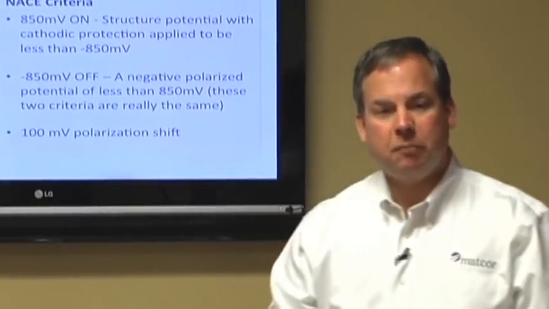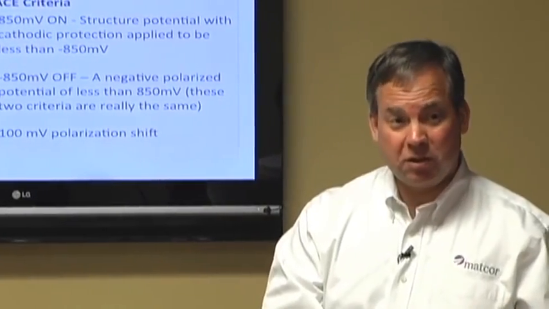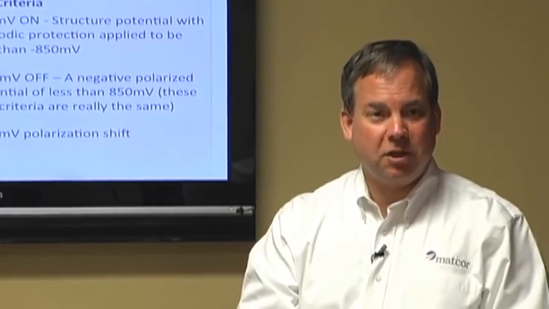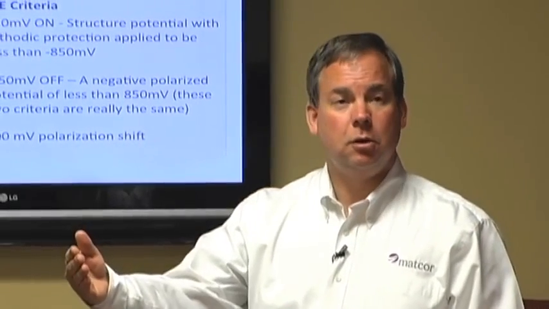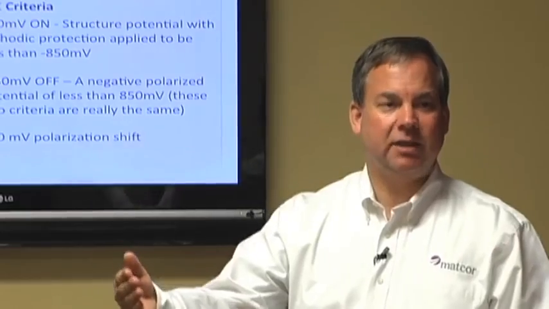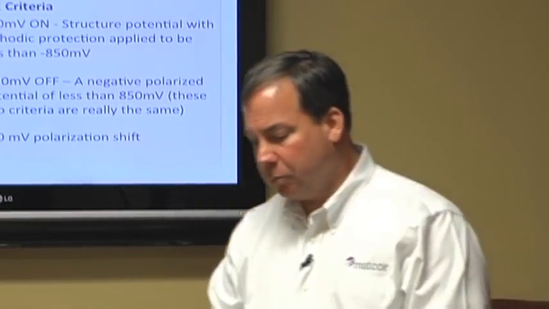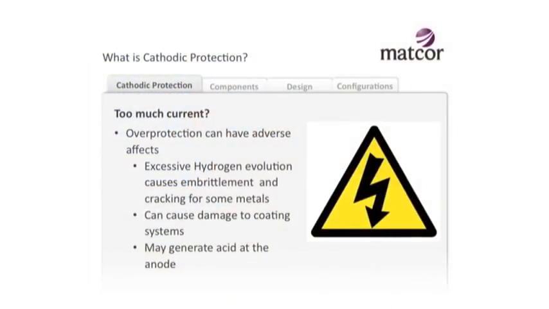The 100 millivolt shift means you have to actually test it before you put the CP on, have a native state potential, and then compare that to a protected potential. So both are used quite a bit in the industry, but the key concept there is, how do I know how I have enough light, okay, to light up the structure?